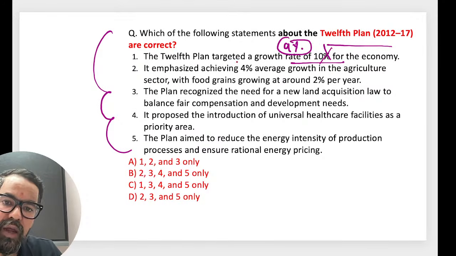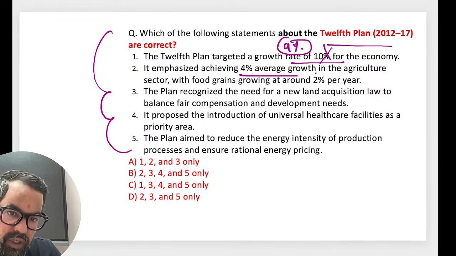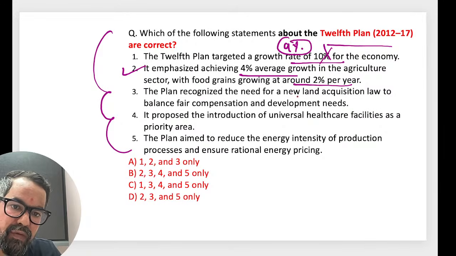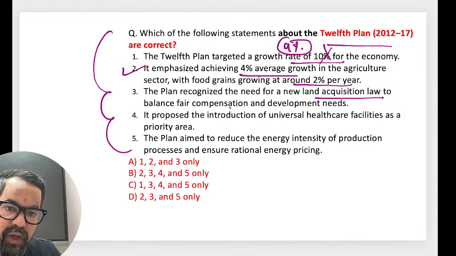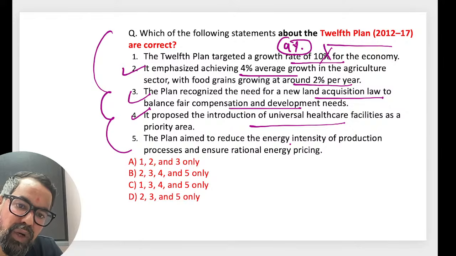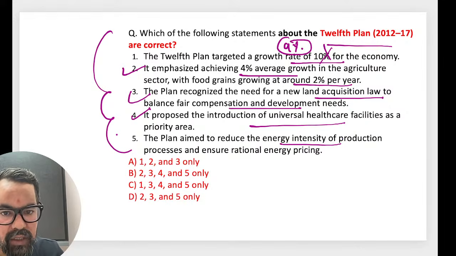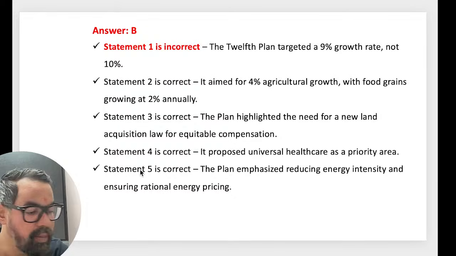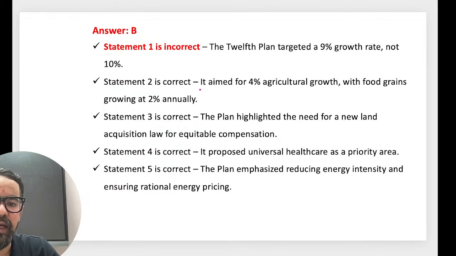So this is wrong. Emphasis on achieving 4% average growth in the agriculture, food grain and at around 2%. The plan recognized the need for a new land acquisition law, balance fair compensation and development need. It proposed the introduction of universal healthcare and priority areas. The plan aimed to reduce energy intensity of production. This, ठीक है, तो 2, 3, 4, 5 all are correct. हाँ, B is the right answer. B should be right answer for this particular one. Very good. Gayatri ma'am, Vinod sir, only 2% mark the correct answer for this particular one. Right. चलो next one.